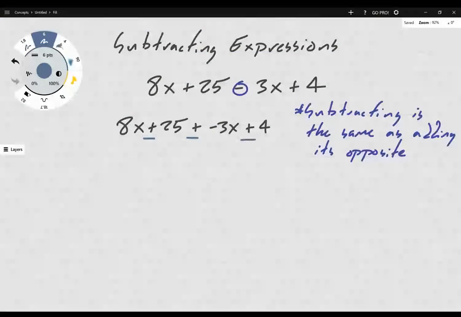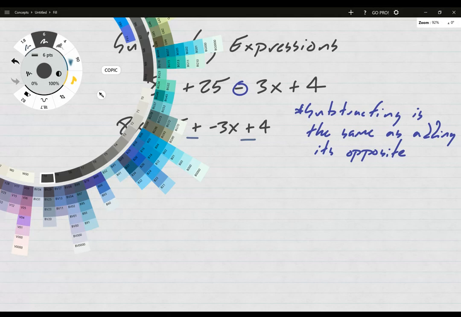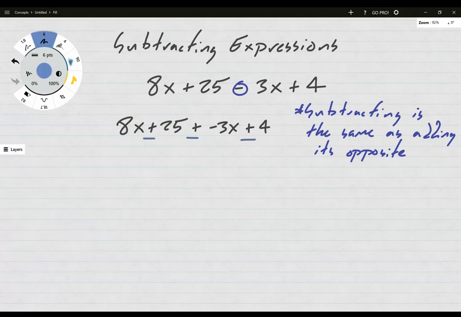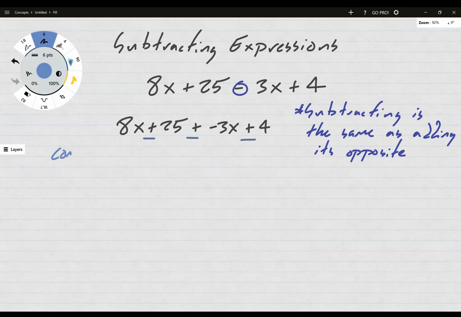Now that I have all addition, I can use the commutative property or the associative property to simplify my expression. When we're simplifying an expression, we just want to get to the least amount of terms as possible. So I'm going to use the commutative property, actually, to keep my constant terms together and my variable terms together. So this is the commutative property. Just going to abbreviate it for short.